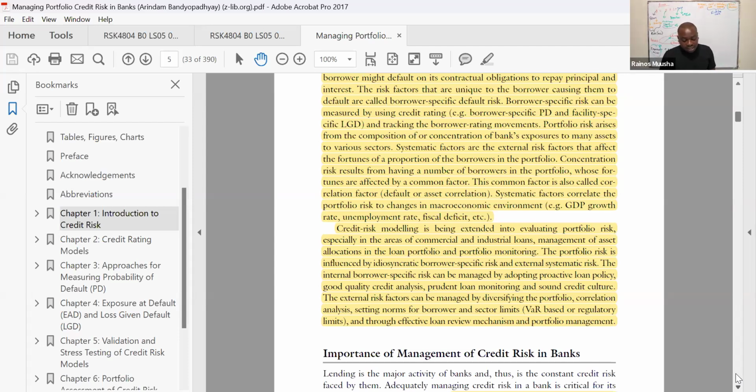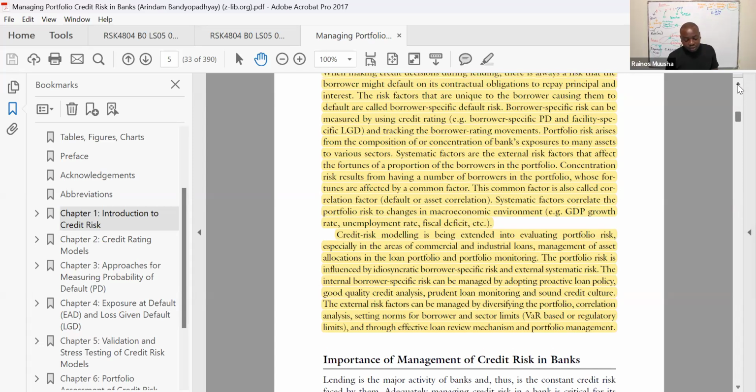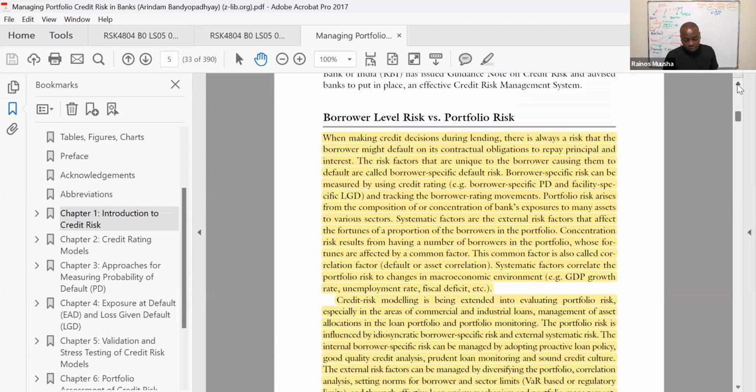So is there any question regarding the distinction between the borrower-specific risk as well as portfolio risk? Any questions?